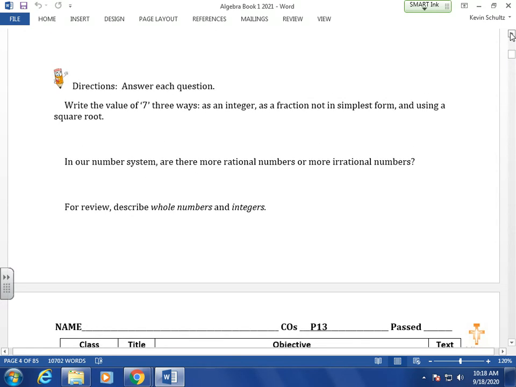Directions: Answer each question. Mr. Happy Pencil, this is your homework. It says, write the value of 7 three ways: as an integer, as a fraction not in simplest form, and using a square root.